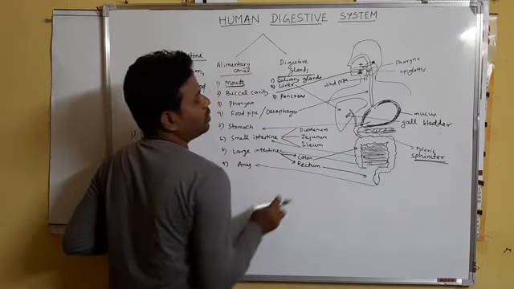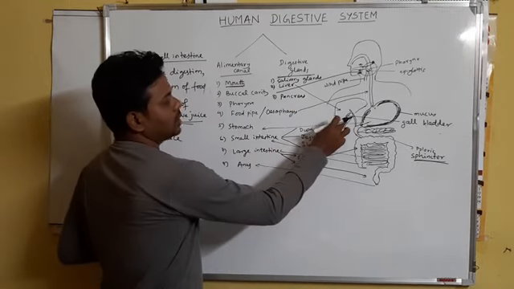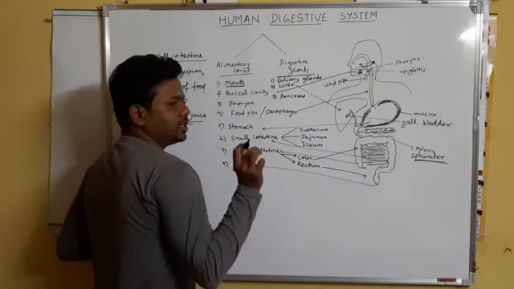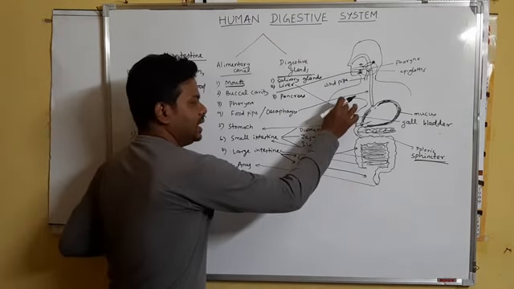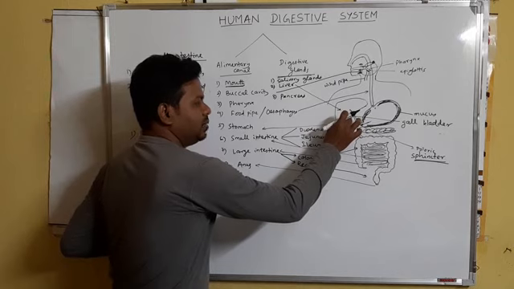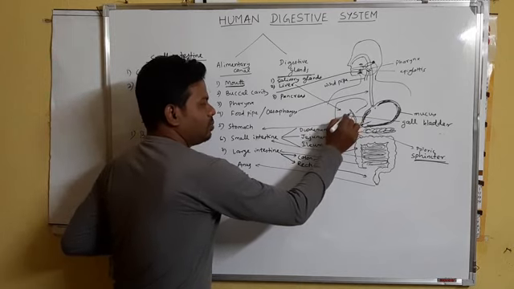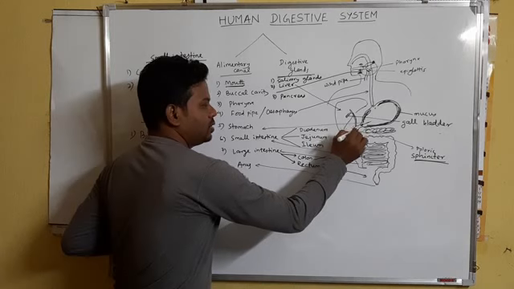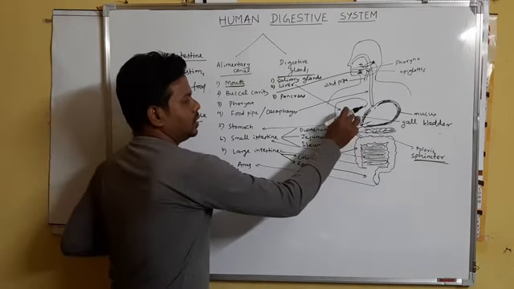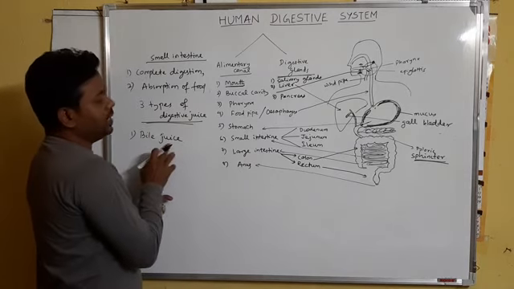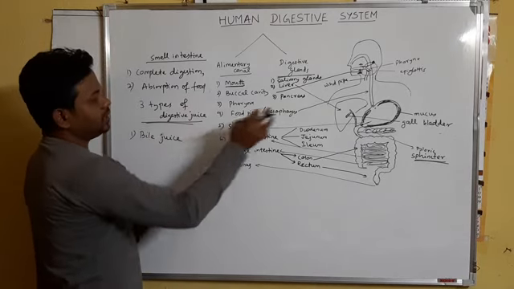And the gallbladder, what is its function? The gallbladder temporarily stores the bile juice. The bile juice is secreted by the liver, then it is temporarily stored in the gallbladder, and then from the gallbladder the bile juice comes to the small intestine. So bile juice is given by the liver.